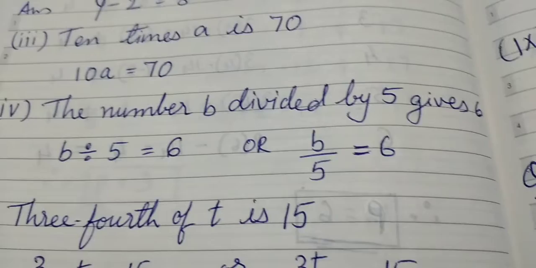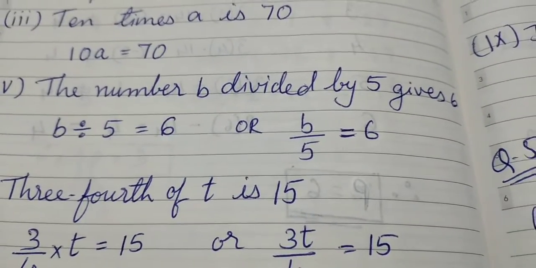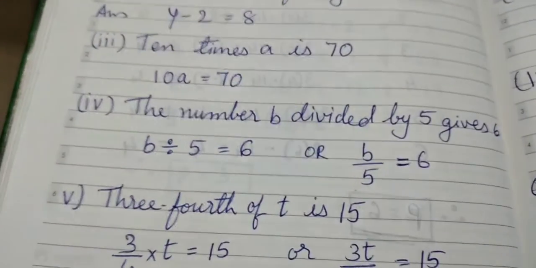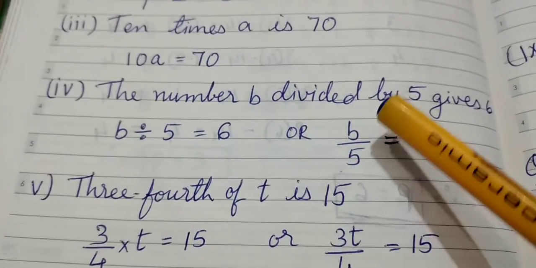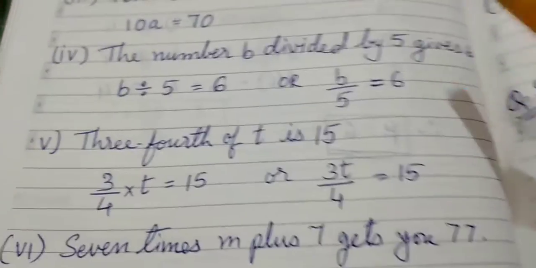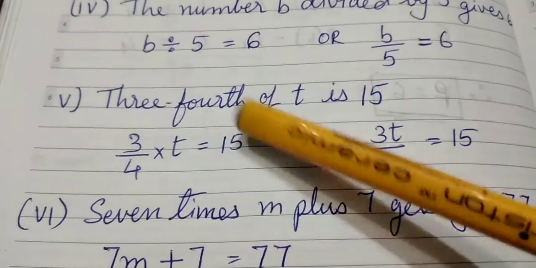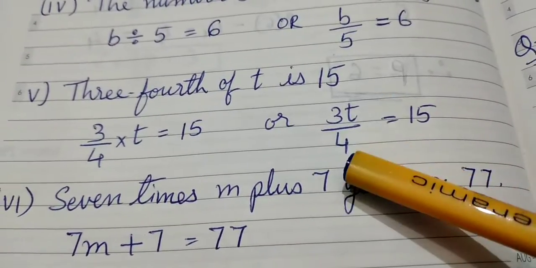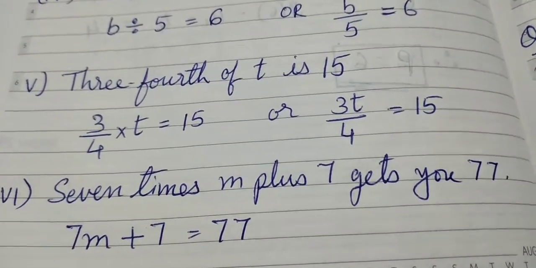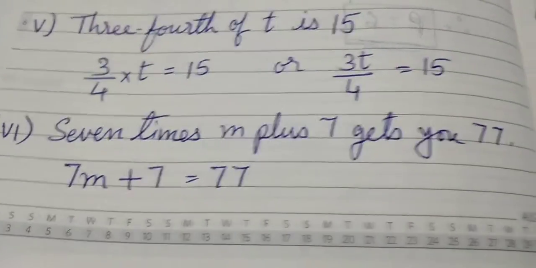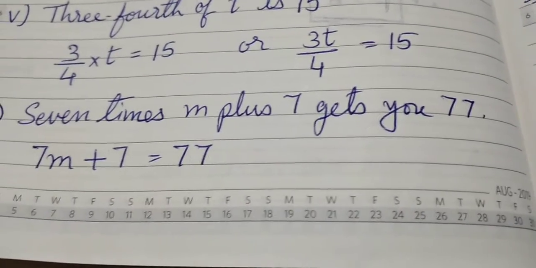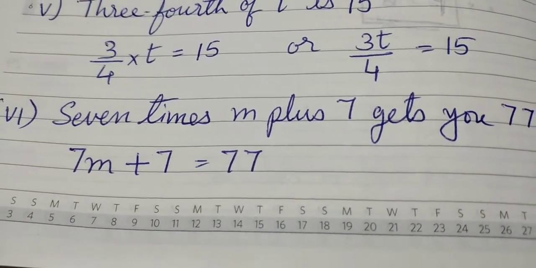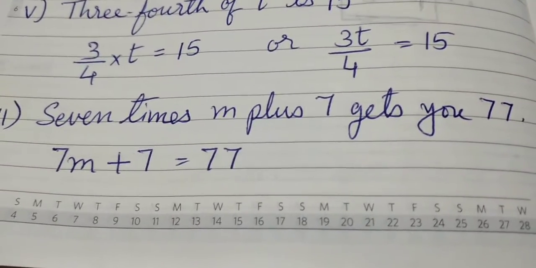The number b divided by 5 gives you 6. You can write either this way, b divided by 5 equal to 6, or you can write b by 5 is equal to 6. 3/4 of t, 3 by 4 multiplied by t is equal to 15, or you write 3t by 4 is equal to 15. 7 times m plus 7 gets you 77. 7 times m means 7m plus 7 is equal to 77.